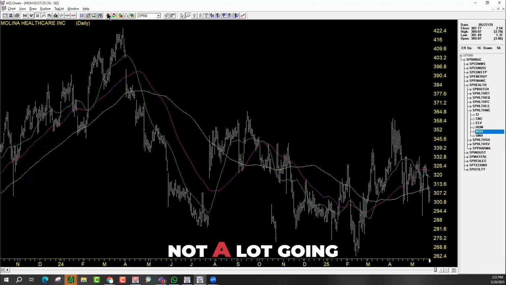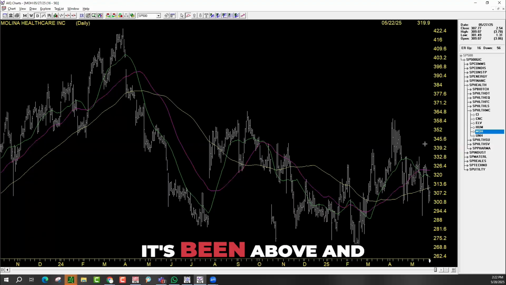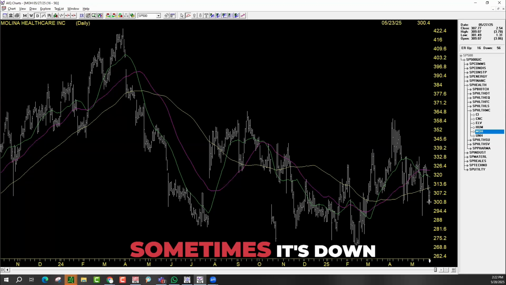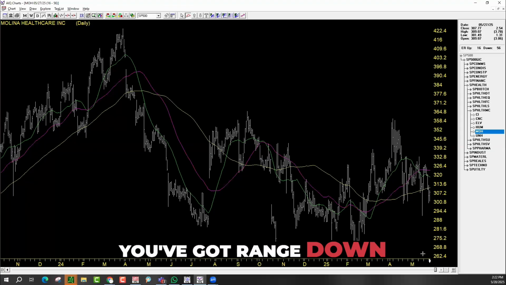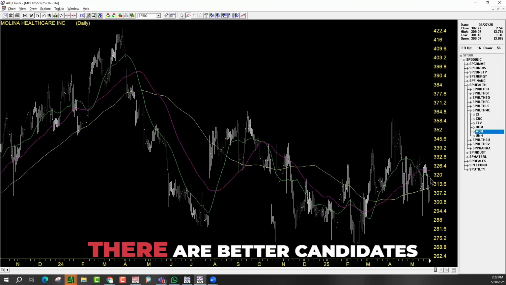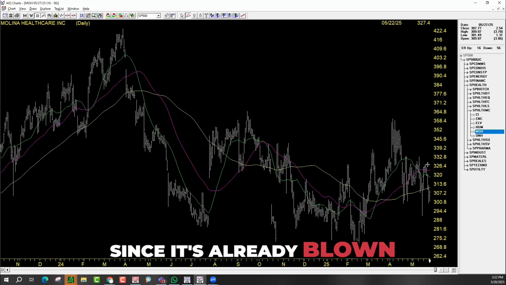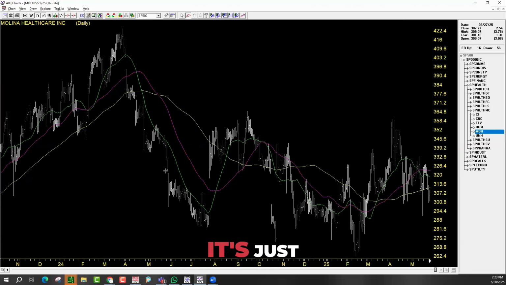Pretty unimpressive chart. Not a lot going on here that gives me a great deal of information for a buy. I mean, it's been above and below its 21 days. It's not really doing a great deal. Sometimes it's down, sometimes it's up. Pretty good range within the last two weeks. But a hard one to do a short on. You've got range down here to 262. There's a bit of room. I think maybe if there are better candidates, since it's already blown through the moving averages more than one time during its move down. And again, it's not a very regimented move.